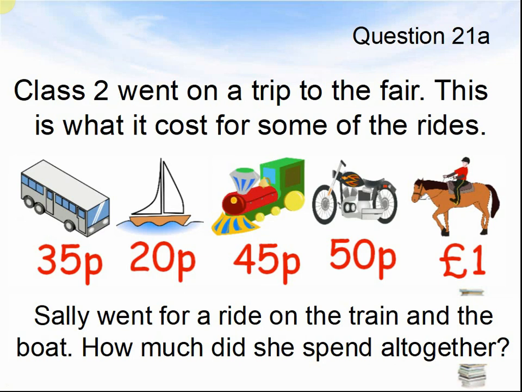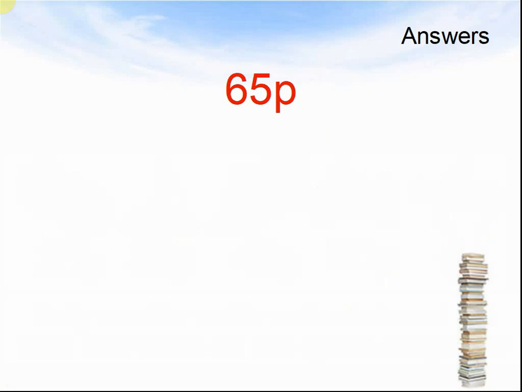Sally went on a ride on the train and the boat. How much did she spend altogether? Pause the video until you are ready to see the answers. Here come the answers. The answer is 65p. Let's look at the next question.